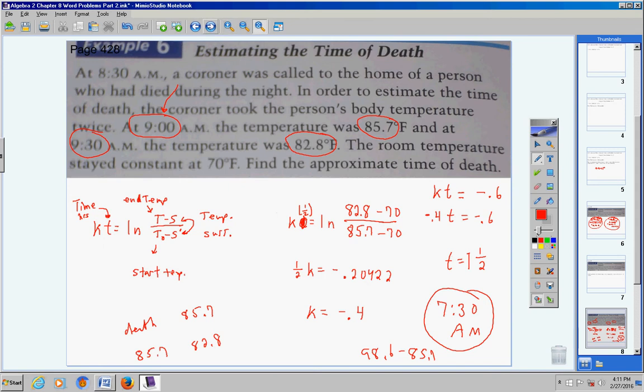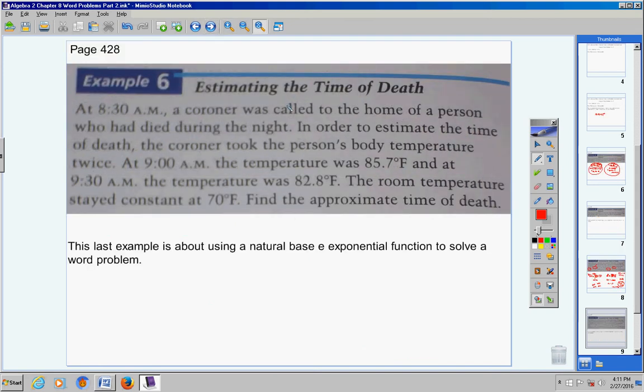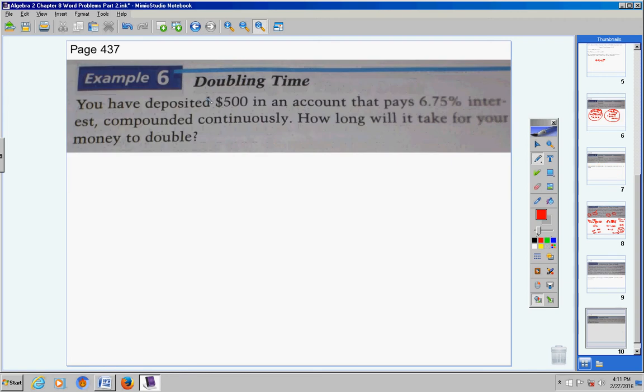Alright, now, next word problem, the last example, is about using a natural base exponential function to solve a word problem. Rest assured, this one's much easier, okay? Here we go. If you want to turn to page 437, please feel free to do that, alright?